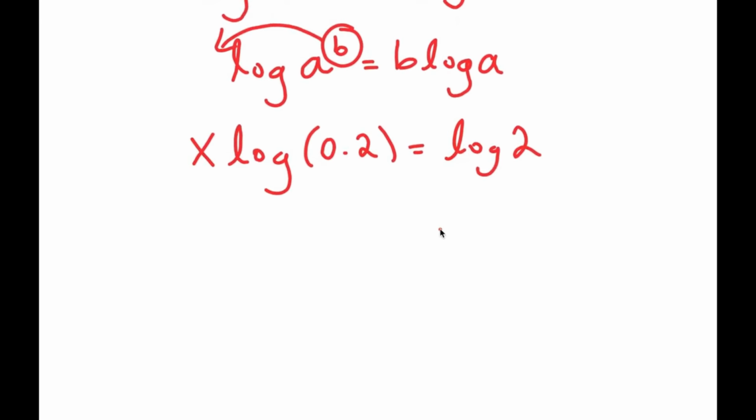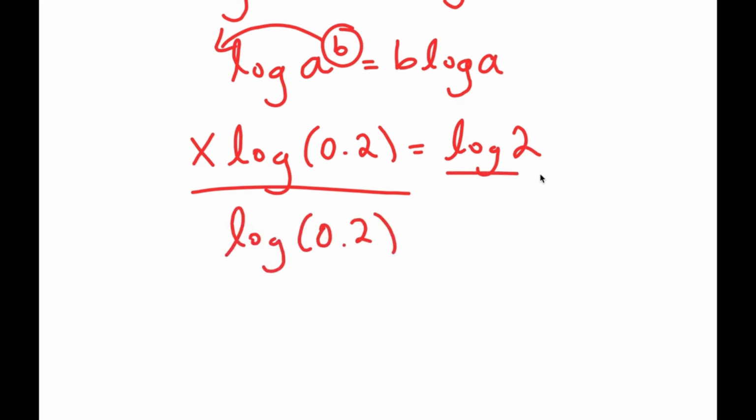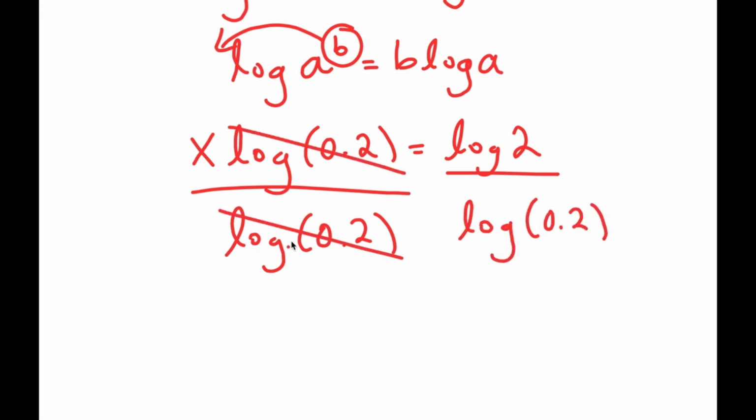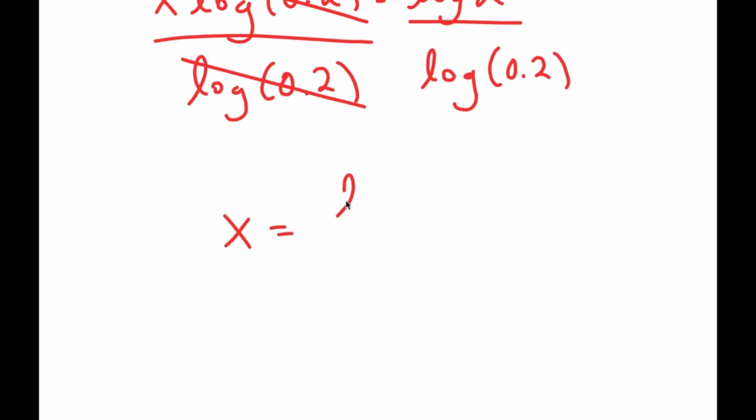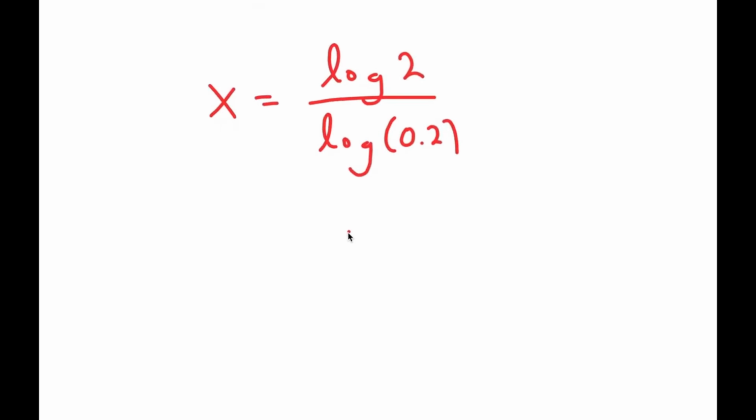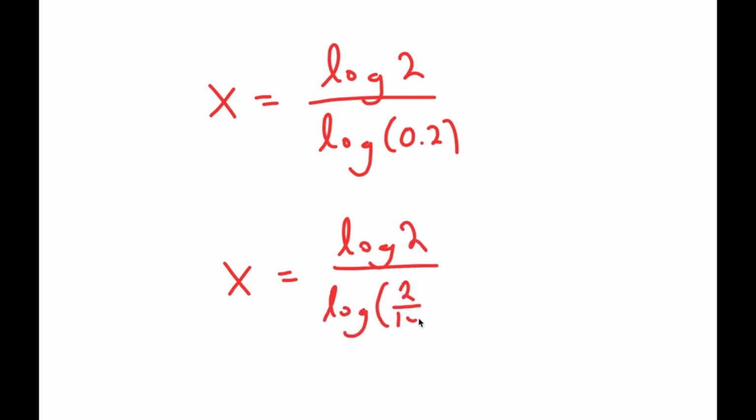And from here, I can divide both sides by log of 0.2. So these two cancel out, and I get x is equal to log of 2 over log of 0.2. Now log of 0.2, this turns into log of 2 over 10.